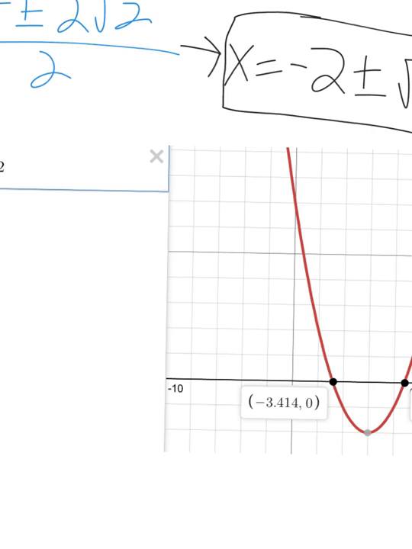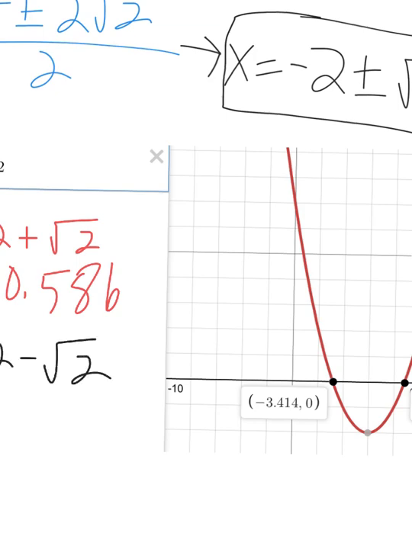So typing in negative 2 plus the square root of 2, that's going to get you a value of about negative 0.586. And then typing in negative 2 minus the square root of 2, that'll get you the other value of about negative 3.414.